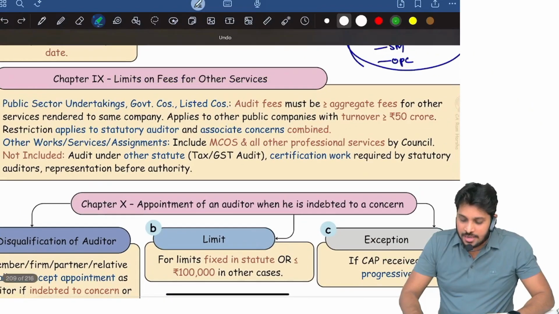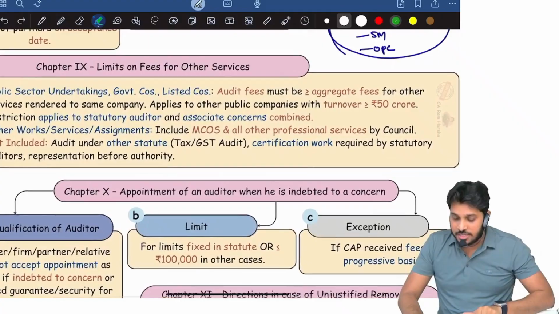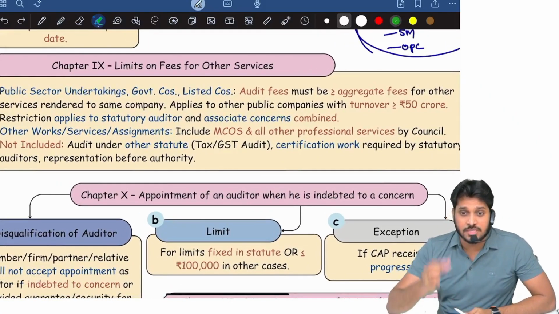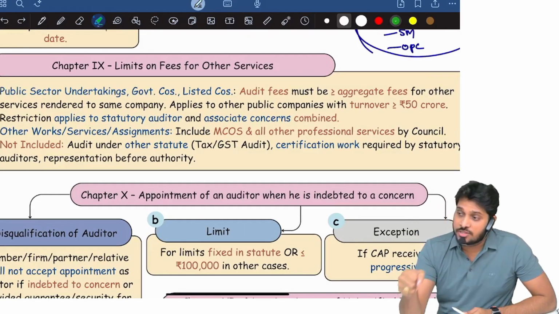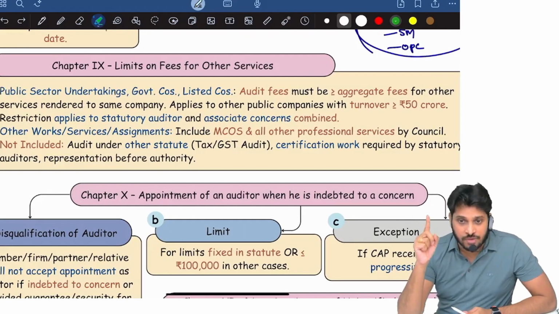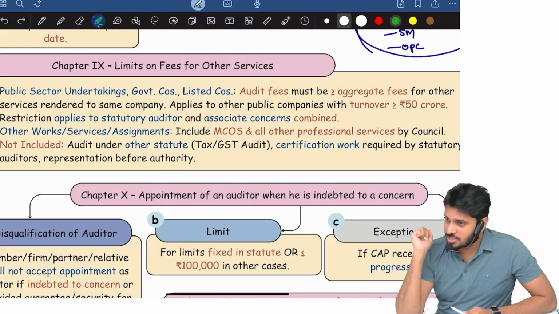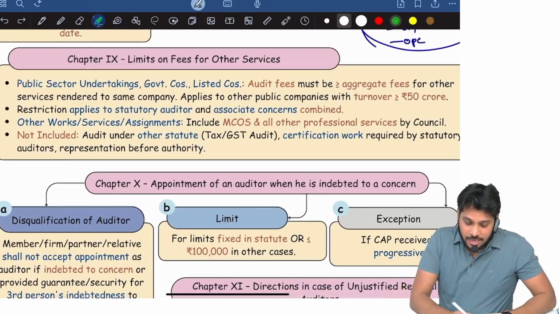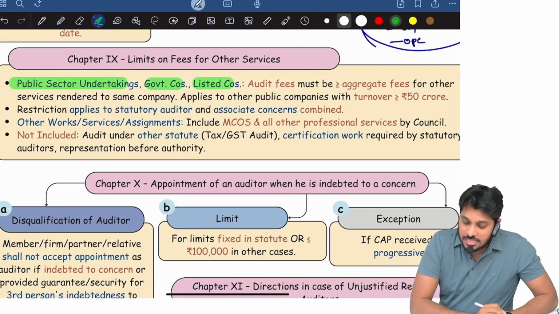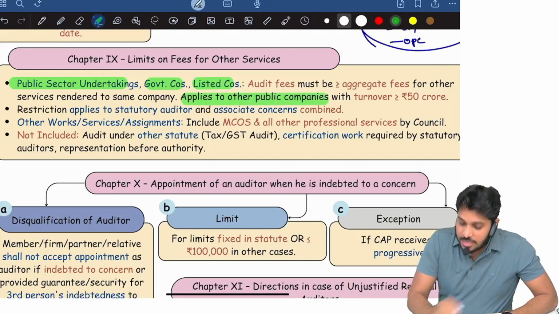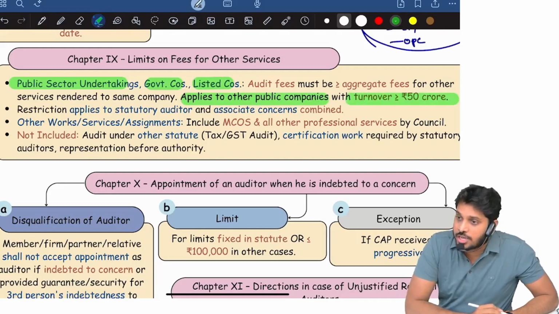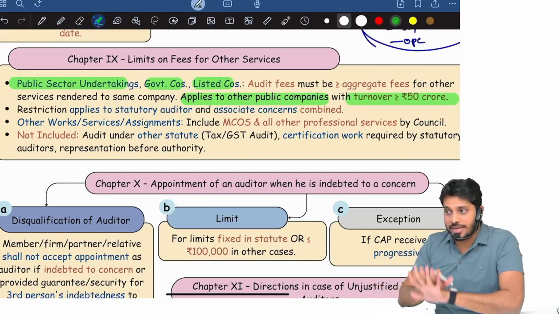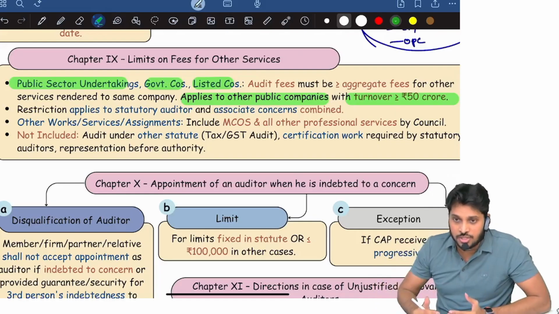This is to protect against the self-interest threat of the auditor. I hope you know one of the self-interest threat examples is substantial fees received from the client. If the auditor is getting a significant amount of fees from one client, that's actually a self-interest threat. Now, to protect independence, for certain companies like public sector companies, government companies, listed companies, and other public companies with a turnover of more than or equal to 50 crore. Remember, this concept does not apply for private companies. If I am providing services to a private limited company, this concept is not applicable.